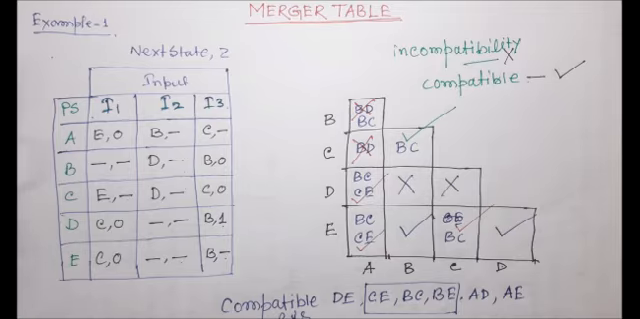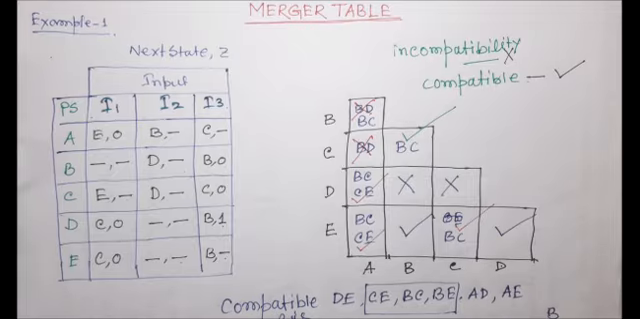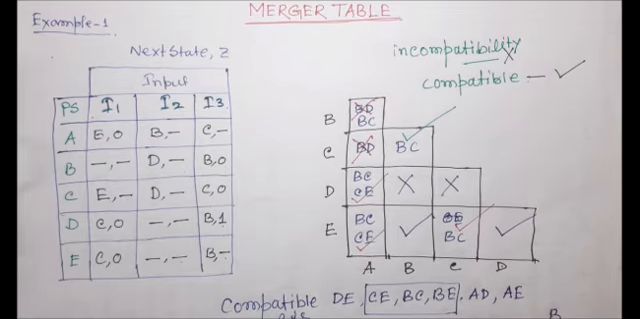Okay, so now you can write in this way. B, C, because we want to find the subgraph, the polygon is very important to reduce the number of states. If I write BC, CE and BE, we can reduce them into a single state BCE. So we can reduce D, BCE and AD and AE. We can also reduce DE. Okay, so that's all about the merger table.